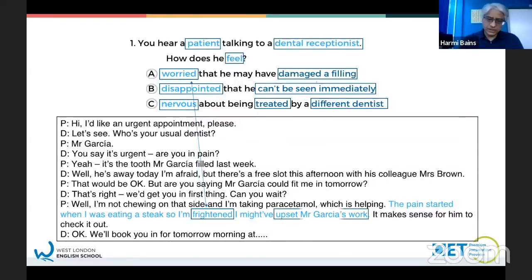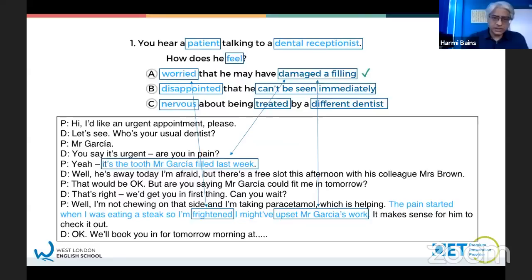And if you listen to the whole sentence, the patient said, I might have upset Mr. Garcia's work. And the work the dentist did was with a filling. And that's what you have in option A. It was also at the beginning of this audio, where the patient says it's the tooth Mr. Garcia filled last week. So it's the filling he had, this was the problem. So the answer in question number one was option A.